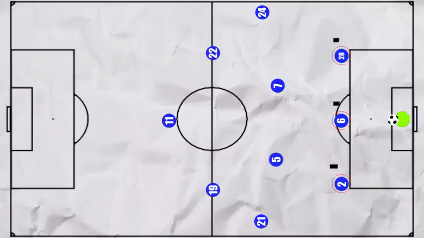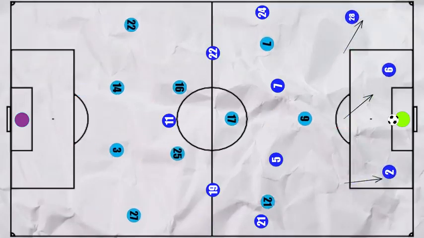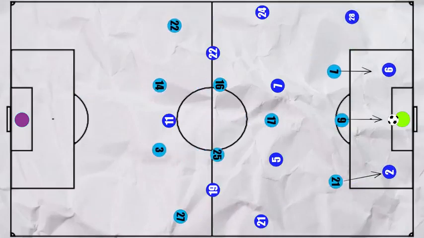Let's start with what Tuchel's Chelsea looked to do on the ball. From the goal kick, Tuchel used a lopsided build-up, with Zouma and Thiago Silva dropping deep, drawing pressure from City's front three, whilst Azpilicueta moved wide to be the easy outlet.